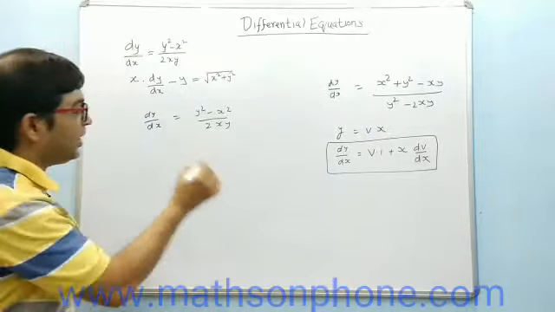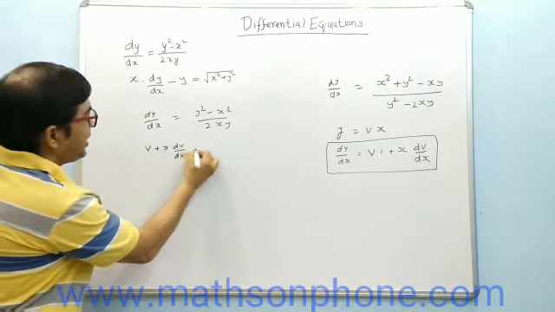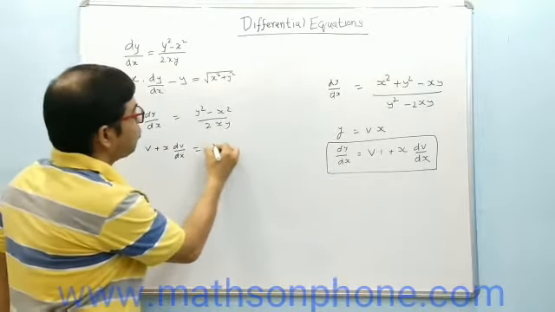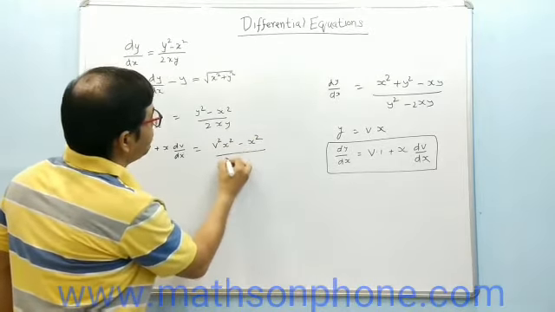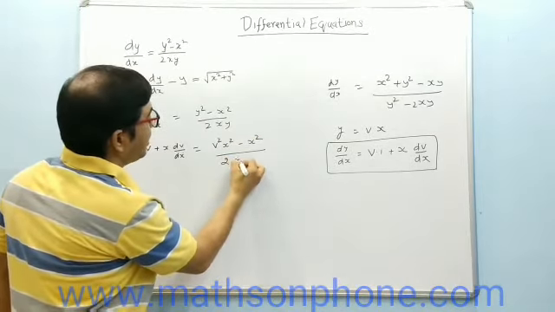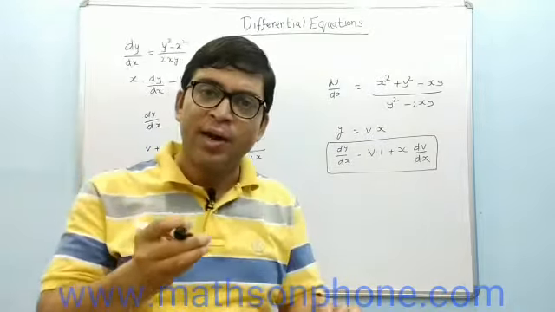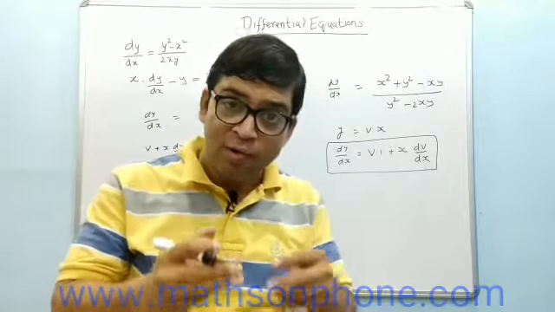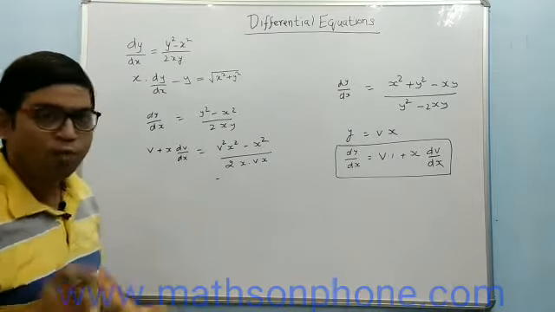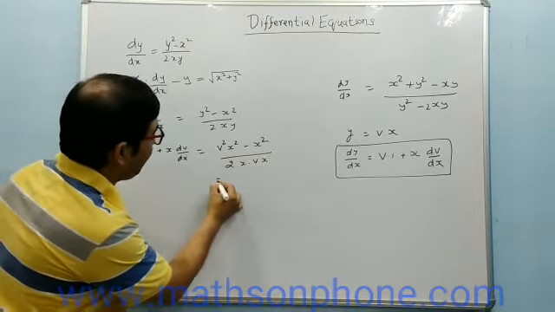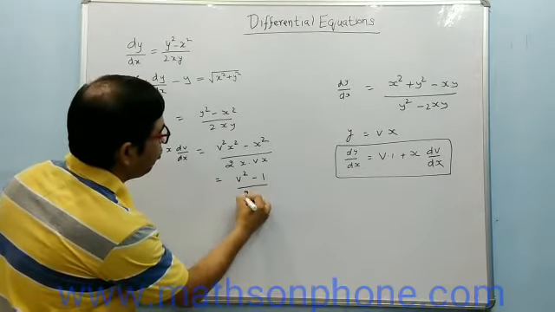So on doing this, what are we getting? v plus x dv by dx is equal to y square, meaning v square x square, minus x square, by 2xy. x into y is vx. See what we are getting: x square everywhere in the numerator and denominator. We have to cancel it out. On taking x square common from both numerator and denominator, it is coming out to be v square minus 1 divided by 2v.